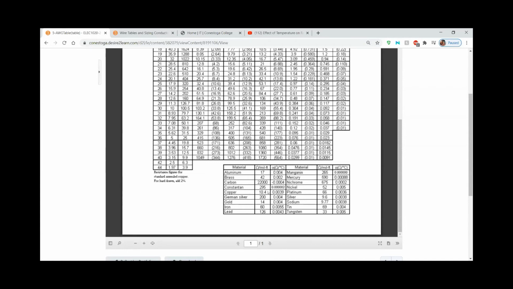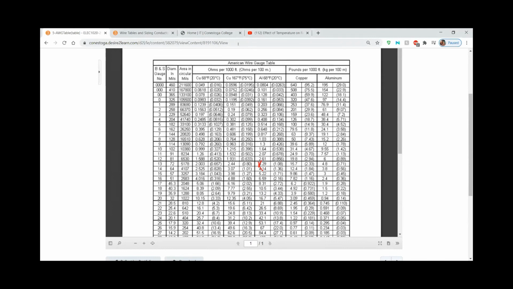So this side of the table is going to be your K. Please keep that in mind. That's your K right there. And right on the top, that's going to be your A, your area. Now, I'm going to give you an example of how to use the formula in just a bit.